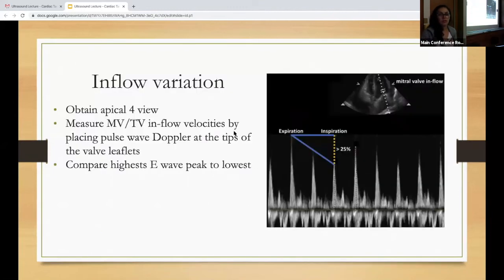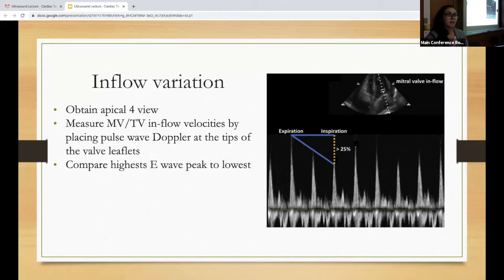So this measurement is obtained in the apical 4 view, and it's a measure of the mitral valve and tricuspid valve inflow velocities. You do this by using pulse wave Doppler, the same thing that would be used to measure diastolic function, with the gates placed at the tips of the valve leaflets. The flow velocity should be measured at the first heartbeat after the change in respiratory phase, but more simply put, you're measuring the tallest E wave and comparing it to the shortest E wave. And if you see a greater than 25% difference between the two on the mitral valve and a greater than 40% difference on the tricuspid valve, that would be a sign of pulsus paradoxus.